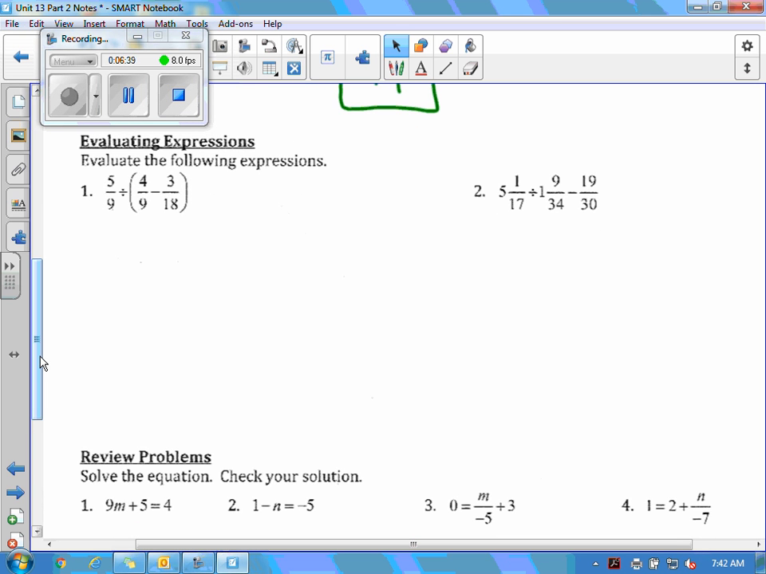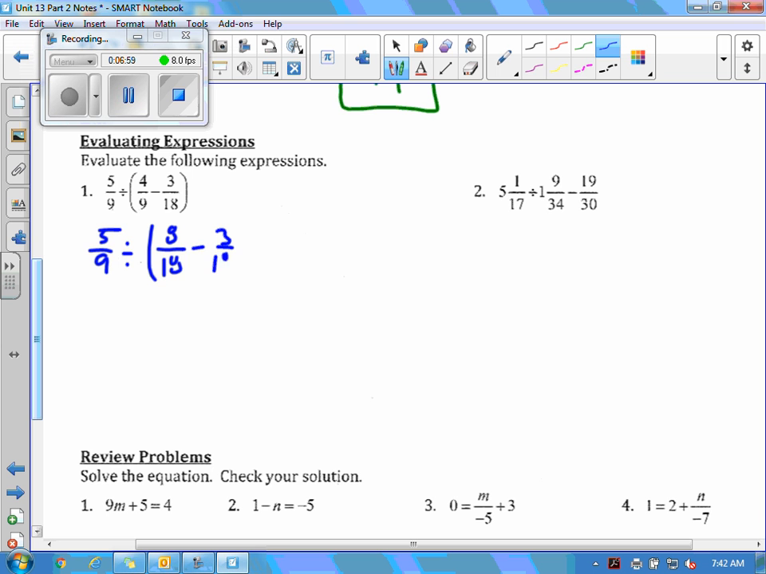The next section says evaluate the following expressions. Okay, so you need to make sure you follow order of operations when you do this. For the first one, we have parentheses, so that tells me that I'm going to do that subtraction first. So in order to subtract, I need a common denominator. So 4 over 9 becomes 8 over 18. If you don't know how I did that, please make sure you check with me. Then I can do that subtraction, and I'll get 5 over 18. So now I'm set up with division. A positive divided by a positive is going to be a positive number, and then I can keep, change, and flip.